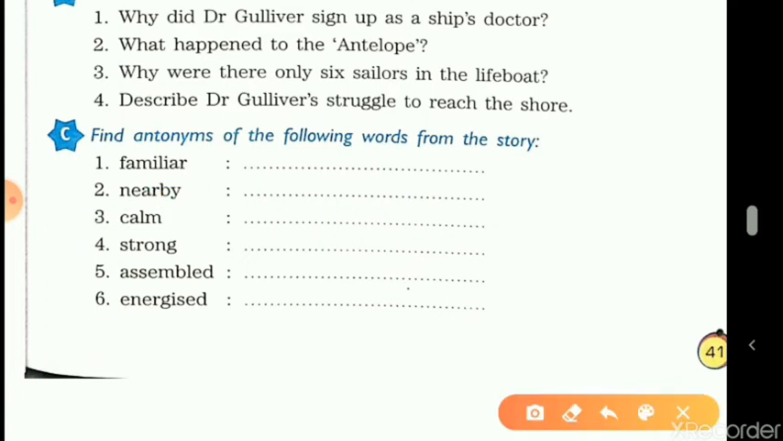Fourth, strong. The antonym of strong is weak. Weak, strong, strong, weak. Now, the fifth word, assembled, and the antonym of assembled is scattered.